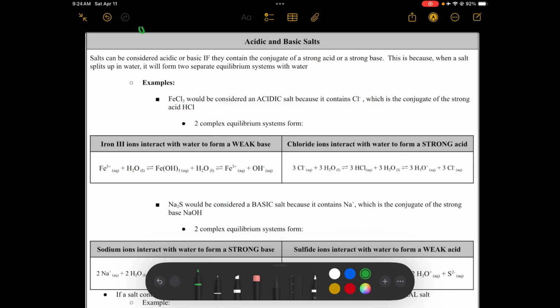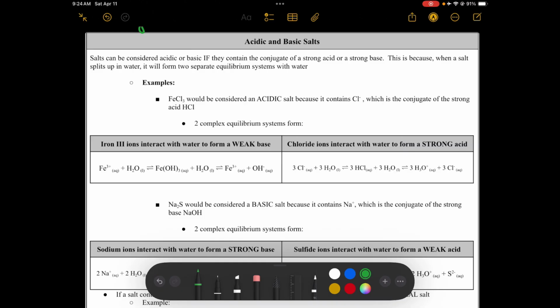All right, that one was kind of long, so let's look at the next section, acidic and basic salts. Some salts have slightly acidic character, some salts have slightly basic character, and some salts are considered to be neutral salts. And the reason behind all of that is because when a salt splits up, the two resulting ions, the cation and the anion, form different equilibrium systems with the water molecules that they interact with.